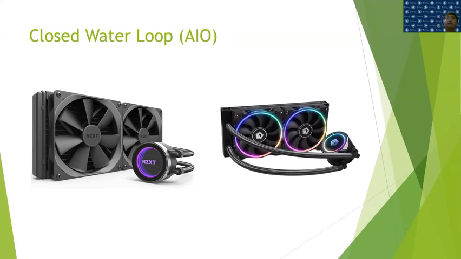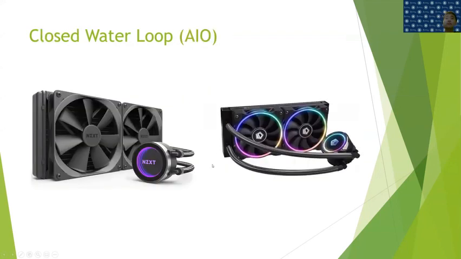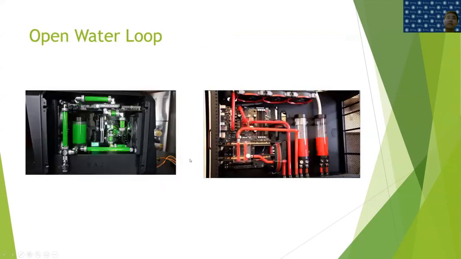Finally, the last type of CPU cooler we'll take a look at is the open water loop. Now, in this example, these are actually entire systems, but you can see here that unlike the closed water loop where it's all in one piece, if you look closely, you can see how it's a lot of tubing that has been assembled together, sort of like how you would assemble a custom PC almost.